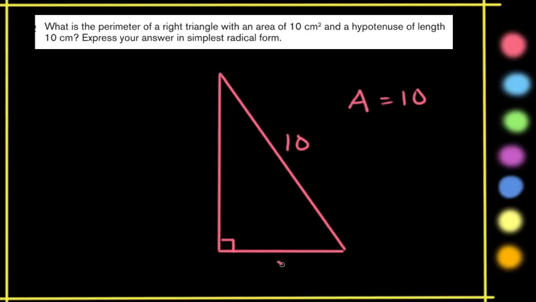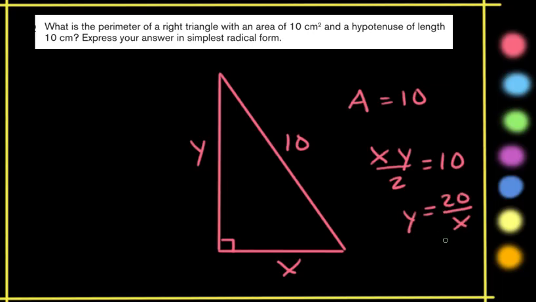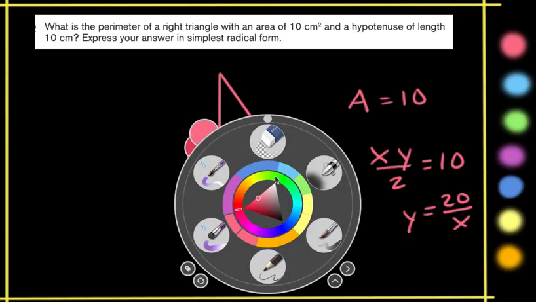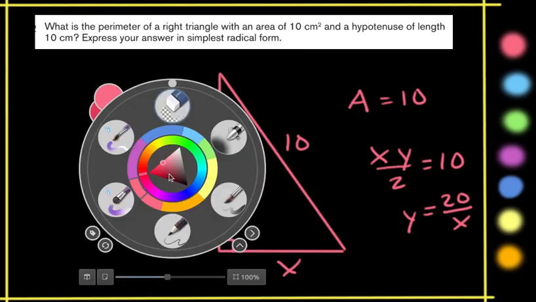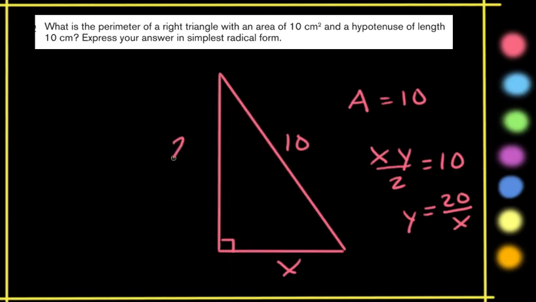So we don't know this value here, and we don't know this value here. But we know if we multiply those two together and divide by 2, we'll get the area of 10. So if we say xy over 2 equals 10, we can solve for y, and we'll get y is equal to 20 divided by x. So maybe I'll just use that so that I just have one variable instead of 2. So let's go ahead and erase y. And we'll put in 20 divided by x here.